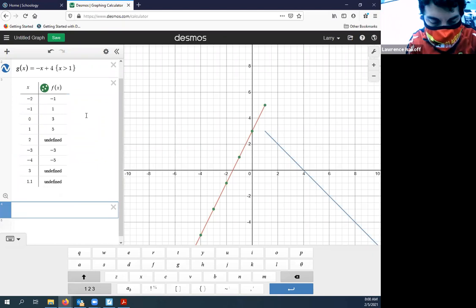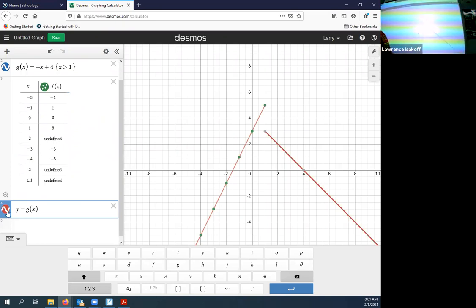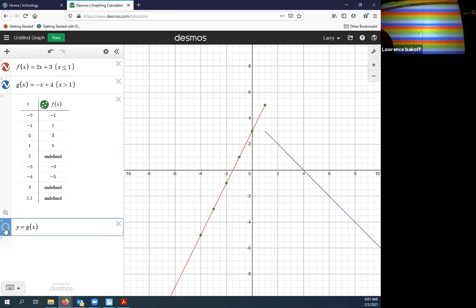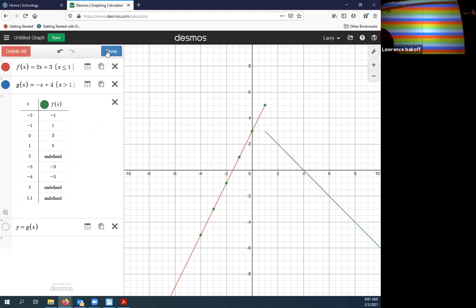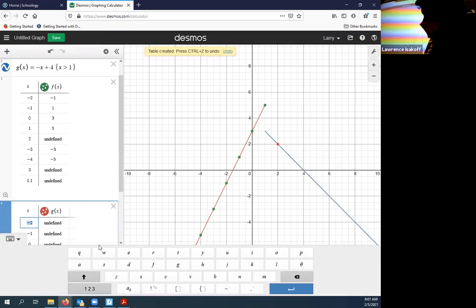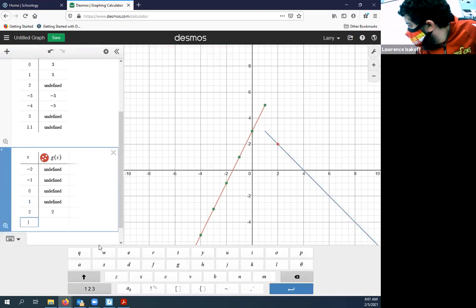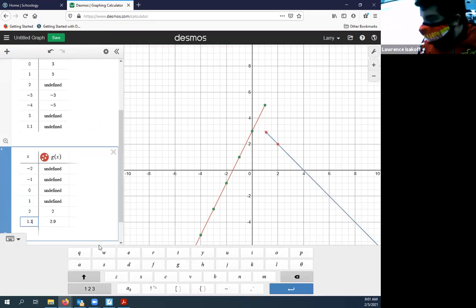Now I'm going to make a table here. I could say y equals g of x, and then hit this, do the same thing. I don't need to see it. But I can go here and then hit table here. And now I got the table for this one, and we can see those points on there. Notice it's undefined until 2. If I put things in like 1.1, I get that value there.